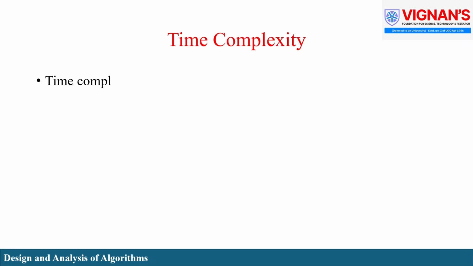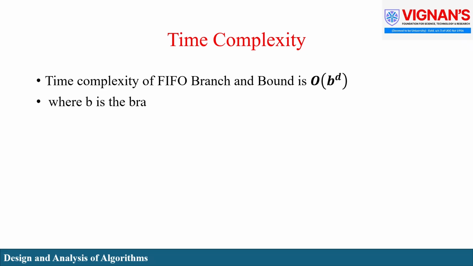Time complexity of FIFO branch and bound is O(B^D), where B is the branching factor and D is the depth of the search tree.